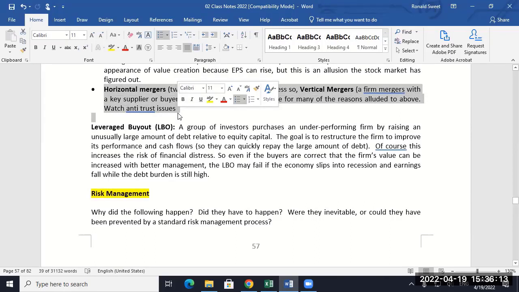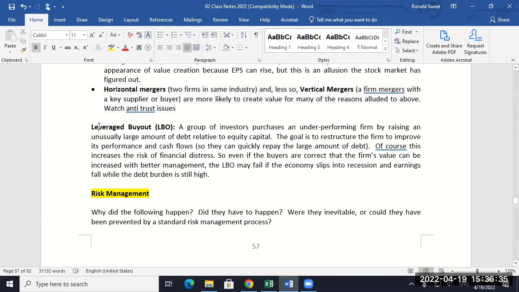Horizontal mergers is two firms in the same industry. They come together, maybe get more pricing power, maybe expand in other regions. Vertical mergers, you buy a supplier, you buy a customer. That can make some sense. That's what I was talking about with the bike company. They could buy a production company so they can produce their own music. That makes a lot of sense. I've already forgotten the name of that company. Can you believe it?